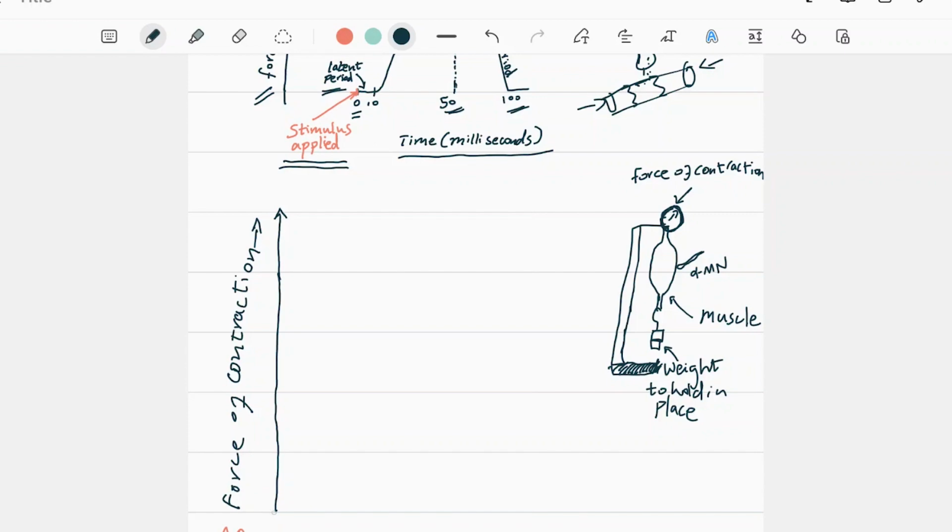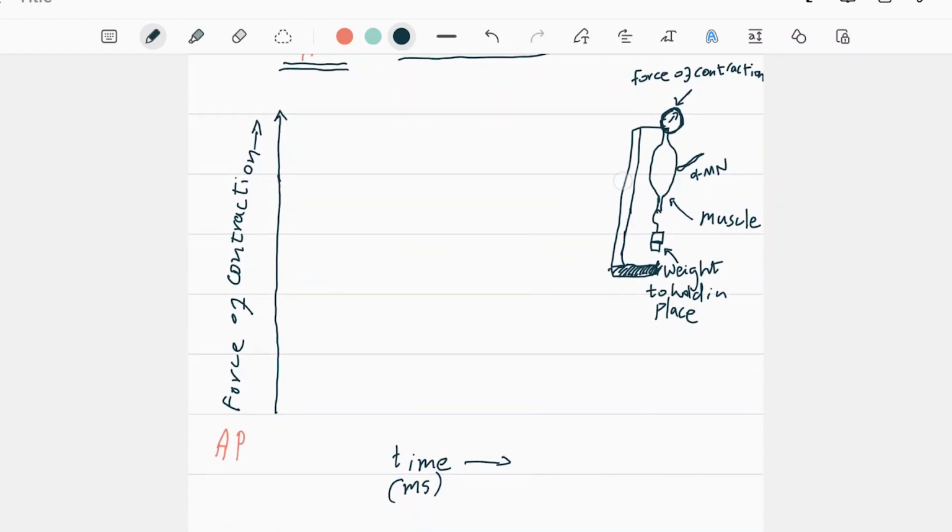So here's the graph again: force of contraction on the y-axis and time on the x-axis in milliseconds. Just ignore the milliseconds, it doesn't matter. We're not going to put any numbers here. In red you could also see there's something called action potential over here. Now these action potentials are going to happen, and then you'll see force of contraction, meaning a muscle will contract.